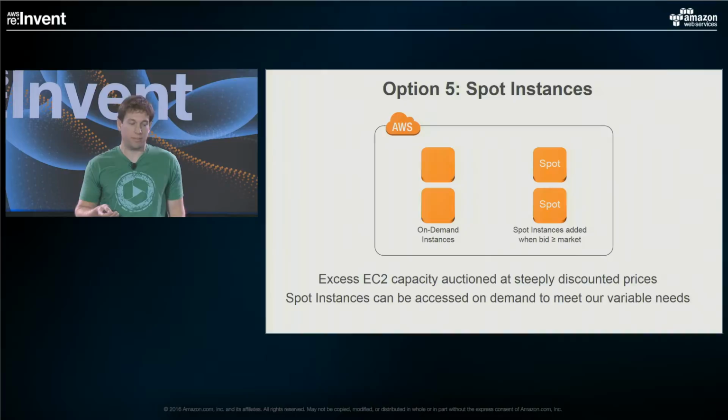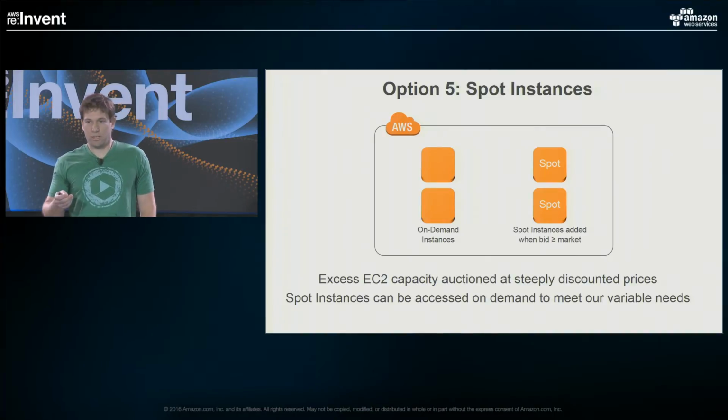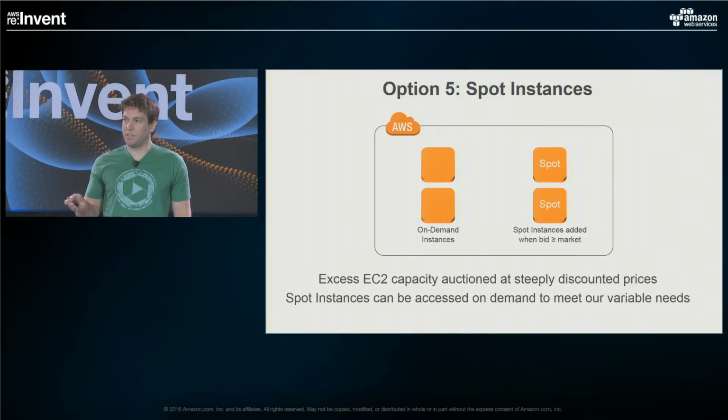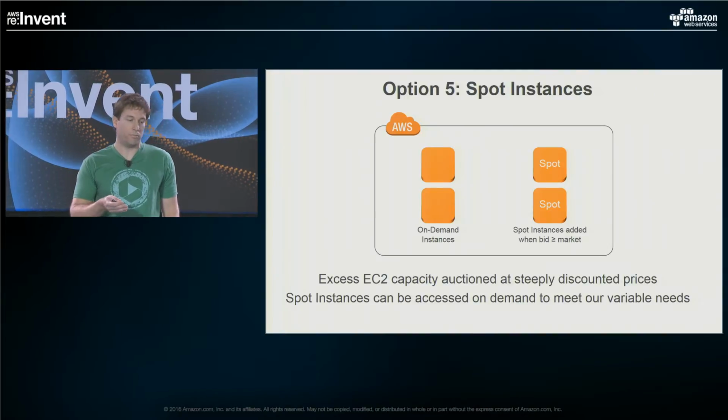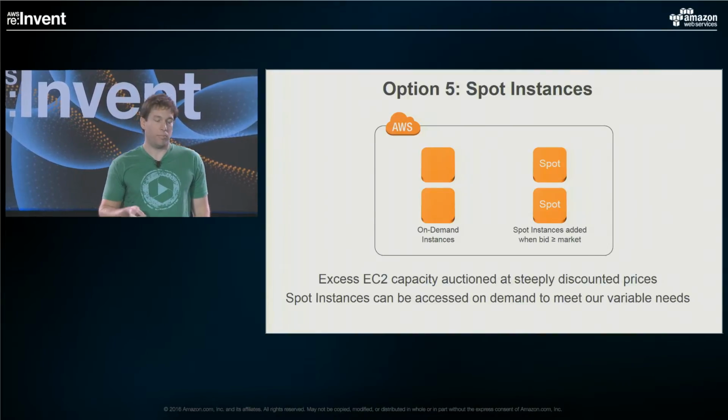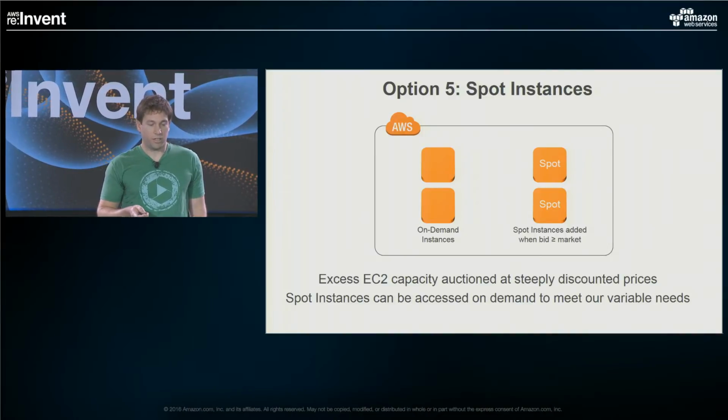Spot instances are an opportunity for all of us to buy excess capacity from Amazon at steeply reduced prices. So when EC2 has a whole bunch of instances that aren't otherwise running and aren't being consumed by on-demand instances, they make those available in an auction market.